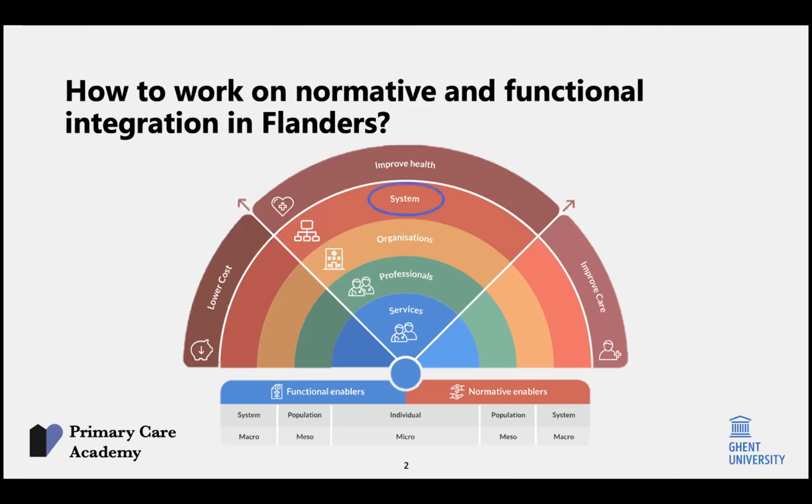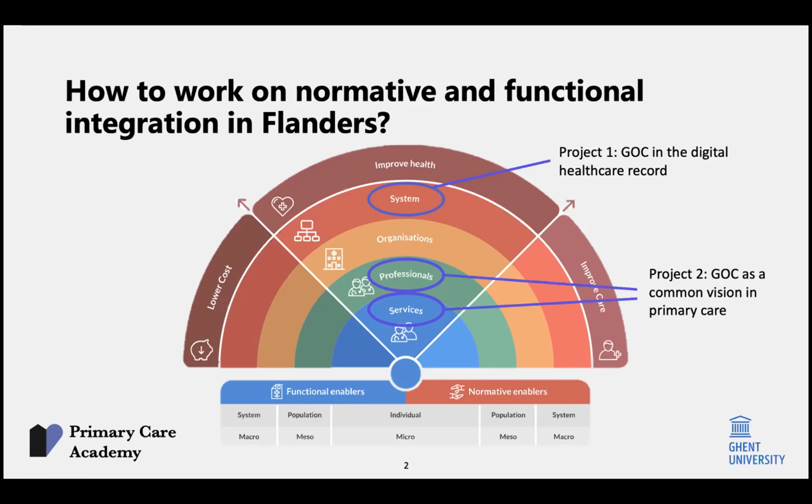So the first project that we will have a look at is a project on the level of the system. It's a project initiated by government on the implementation of goal-oriented care as a vision in the digital healthcare record. And then the second project that I'll talk about will be on the level of professionals and services. And here we will take a look at how to build goal-oriented care out as a common vision of work in primary care that can provide concrete tools for guidance.